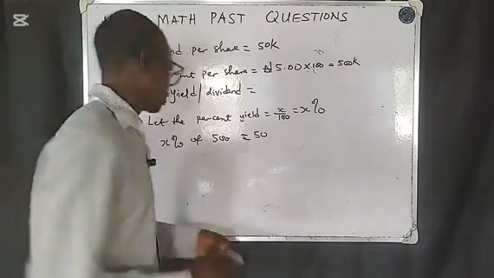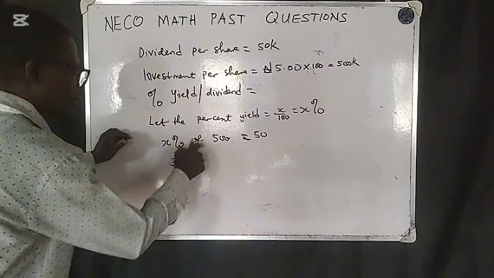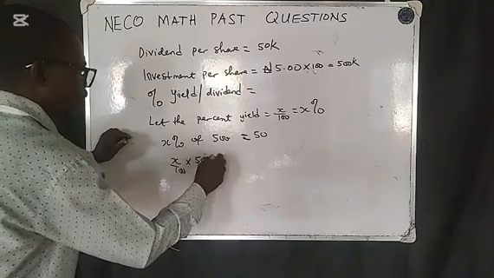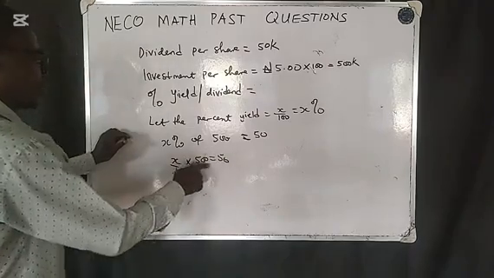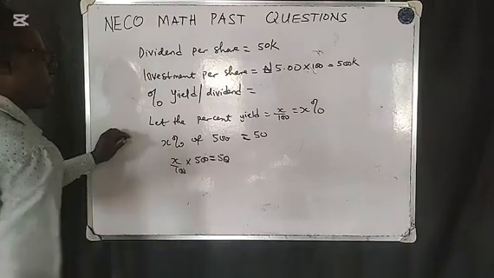5% is 5 over 100. So X percent means X over 100. Of means times. 500 equals 50. So X percent of the investment will be given, the man will now get 50 kobo per share.